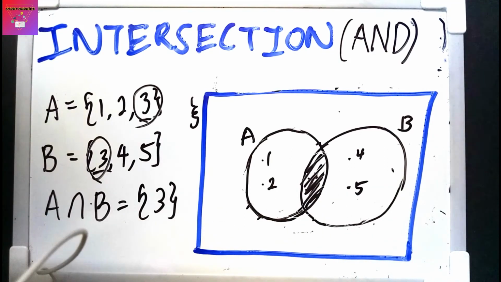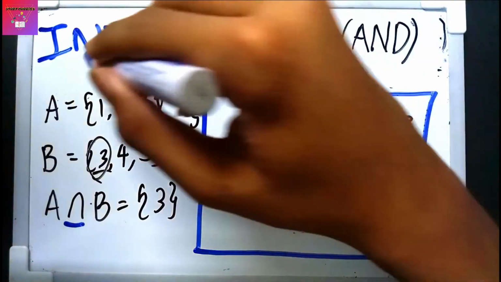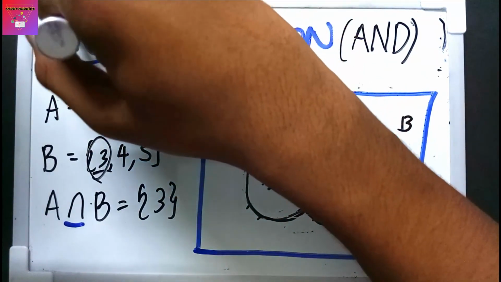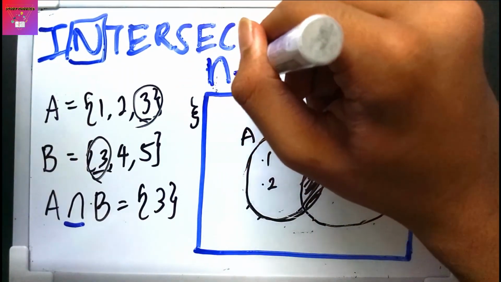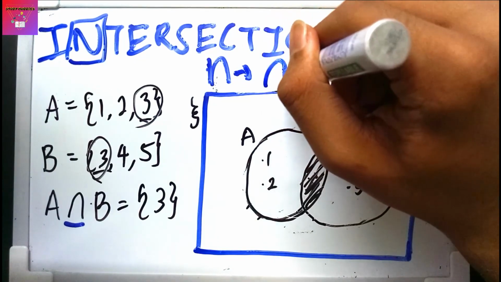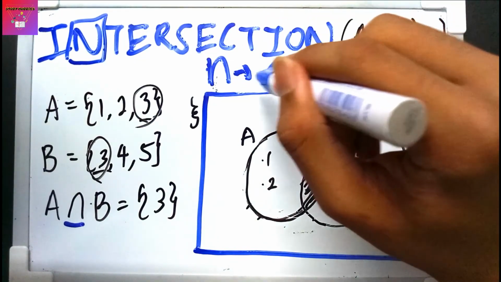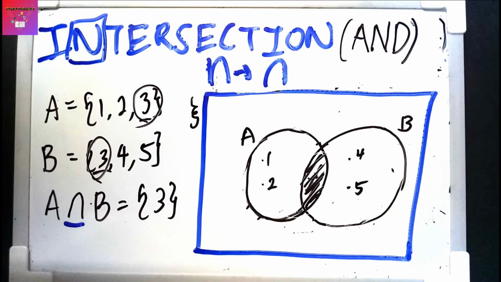And if you are aware, this is actually the symbol for intersection. To remember the symbol of intersection, I would usually choose the alphabet N, because N is written like that if it's a small letter. So I feel that they have derived this symbol of intersection from this alphabet. So that's all for this chapter. Thank you.